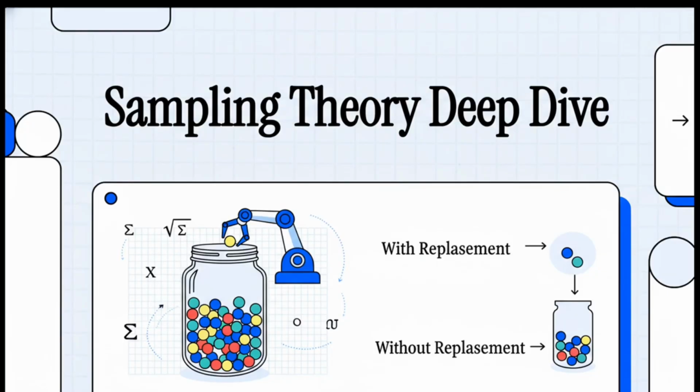In statistics, the way you pick your sample can literally make or break your results. Today, we're diving deep into one of the most fundamental methods out there, simple random sampling. We're going to unpack the math, the mechanics, and the absolutely crucial differences between sampling with and without replacement.